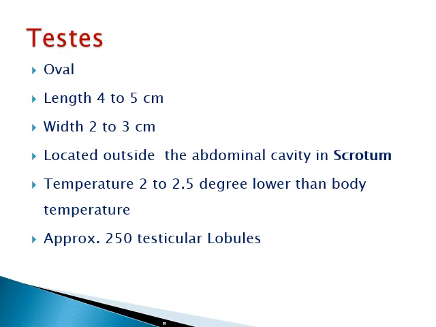Two testes are present in a male. These are oval in shape and their length varies from 4 to 5 centimeter. The width of the testes is 2 to 3 centimeter. These are located outside the abdominal cavity in a pouch which is called the scrotum. These are located outside because formation of sperm requires lower body temperature, which is 2 to 2.5 degrees lower than our normal body temperature. In each testis, 250 testicular lobules are present.